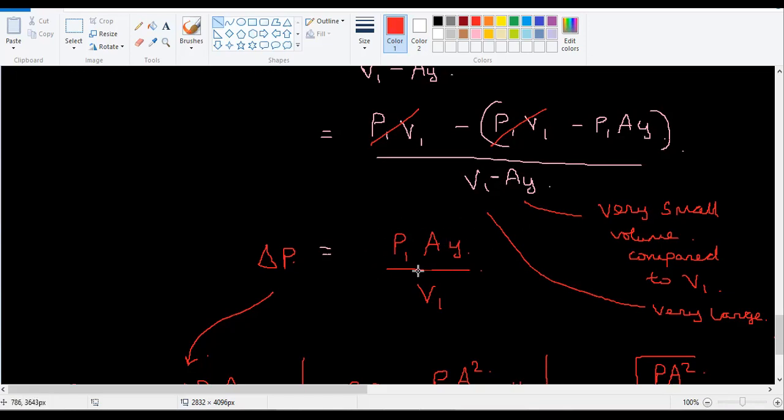Why? Because I told you many times the story of LED TV and chocolate, okay? When you buy a chocolate, 5 rupees is a big thing. But when you are buying a LED TV, 5 rupees is a small thing. So compared to V1, this is a very, very small value. But I don't have anything else in the top, which means this value should be kept. You should not ignore this, whereas here, it's okay to ignore.